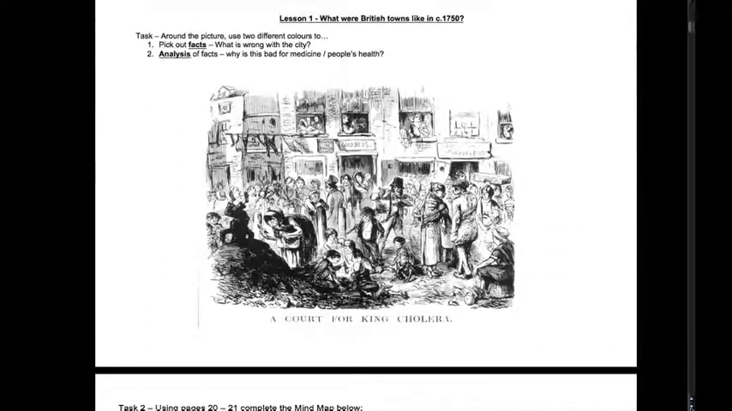Okay, your first task was to look at the picture, A Court for King Cholera, an illustration of life in a British city during the 19th century. Identify all the things that are wrong with this particular scene in terms of its consequences for people's health and medicine. As you identify each of these facts, explain, analyze why what you are observing would be bad for people's health or people's medicine.